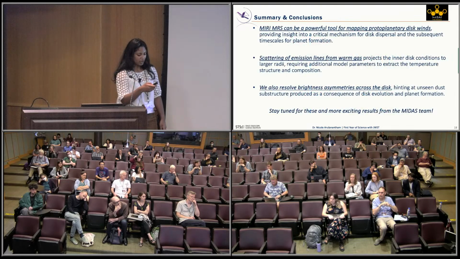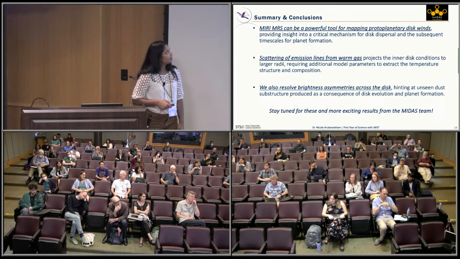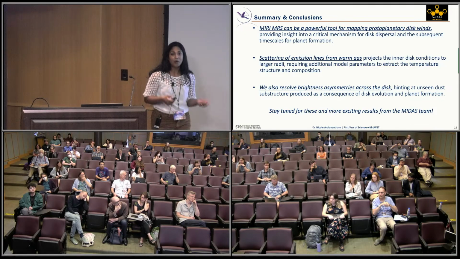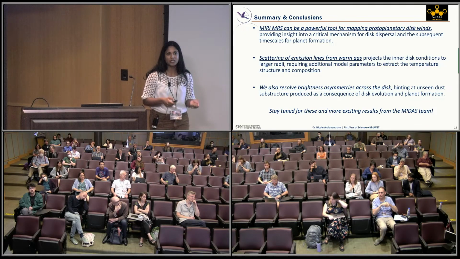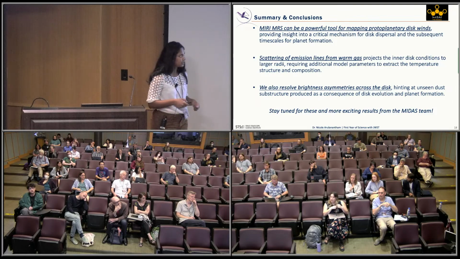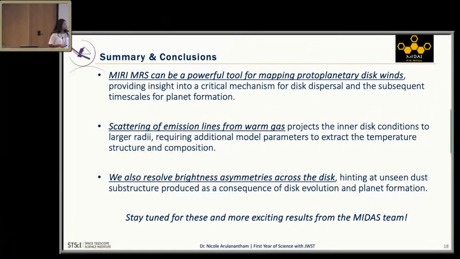So I think I'm just about out of time, so I'll come to my conclusions. It turns out that the MIRI MRS can be a really powerful tool for mapping protoplanetary disk winds if you have the right geometry and a big enough disk. We are also seeing really nice scattering of emission lines from warm gas, and so this is something that we really need to take into account when we're thinking about the composition of the inner disk as probed by the MIRI MRS. And we're also able to resolve brightness asymmetries across the disk, and so this could be a really nice way to detect signatures of inner disk substructure that we wouldn't otherwise be able to spatially resolve.